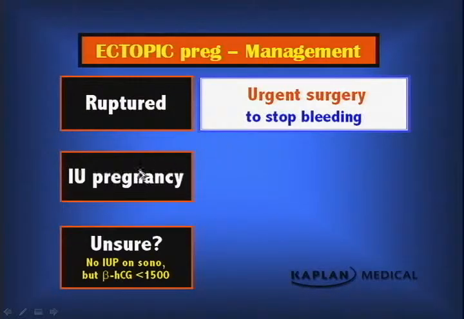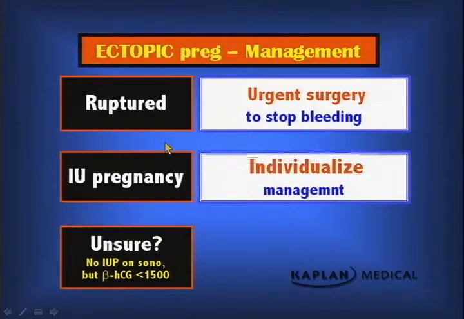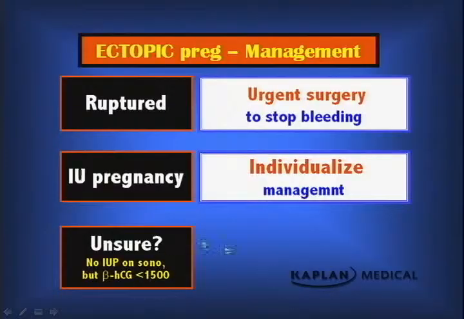What if you do the ultrasound and you find that there is an intrauterine pregnancy? Then you individualize management depending on what you've got. Is it a viable pregnancy? Is it a non-viable pregnancy? You're going to individualize. What if the beta-HCG is, say, 900, and you see no intrauterine pregnancy on ultrasound? You're unsure. Could it be an ectopic? Yes, it could be. Could it be a normal intrauterine pregnancy?